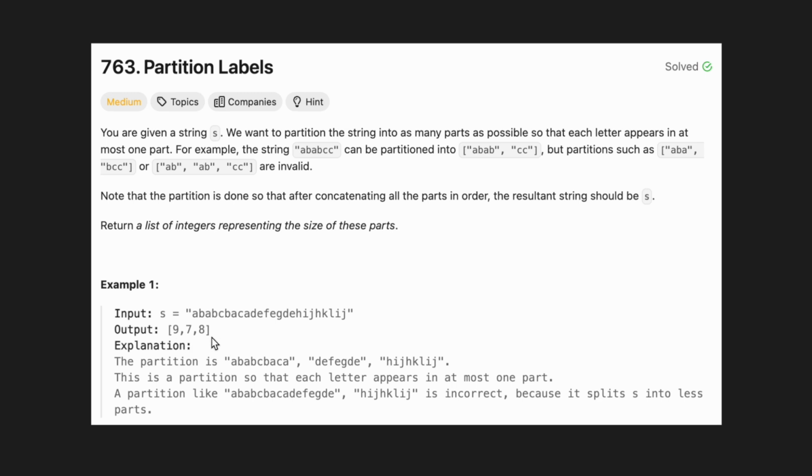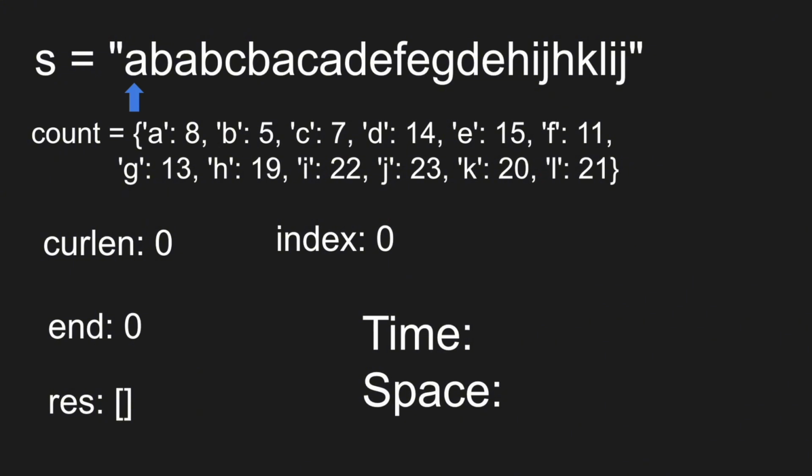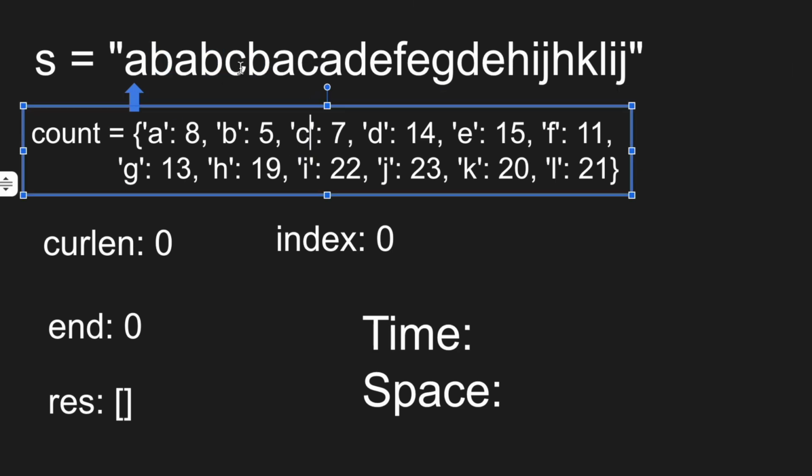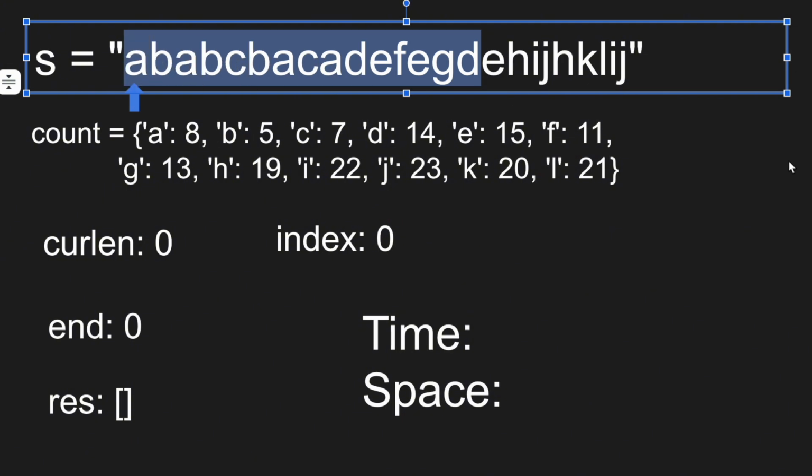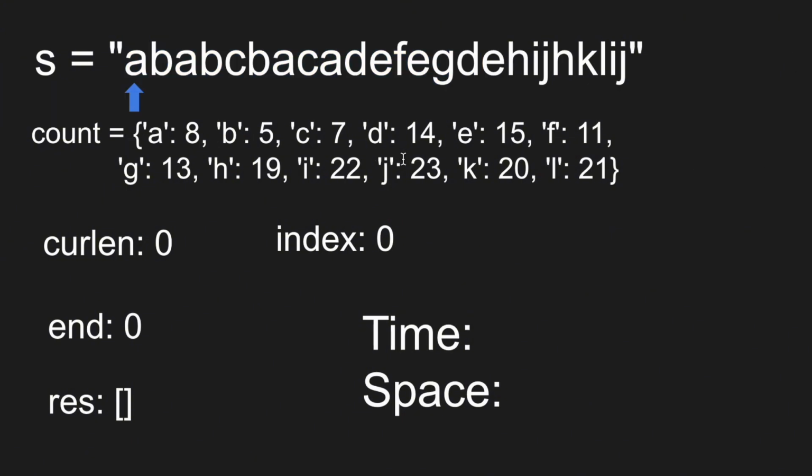So now that we have seen some examples, let's get to how we can solve this problem. One way that we can solve this problem is to set up a count dictionary, which will contain the letters in the string as the keys and the last index of that letter as the values. So for example, A is last seen in index 8, B will be last seen in index 5, C will be last seen in index 7, and D will be last seen in index 14, to name a few.